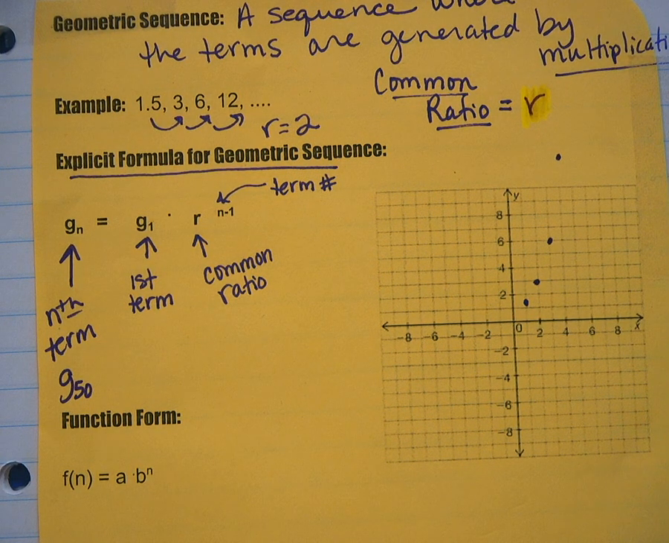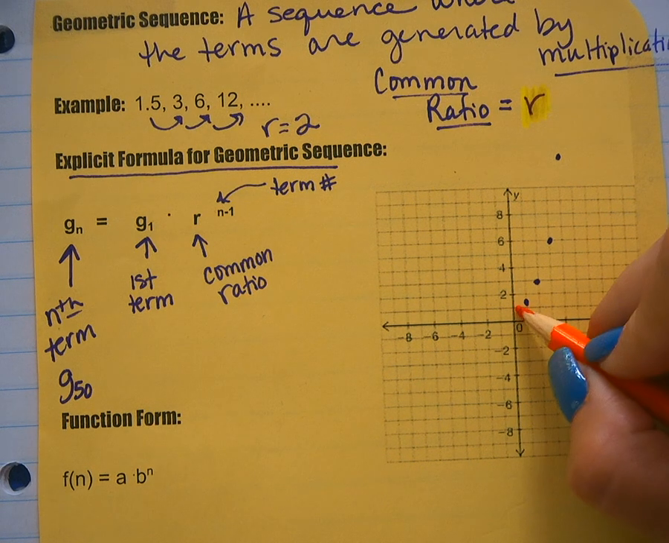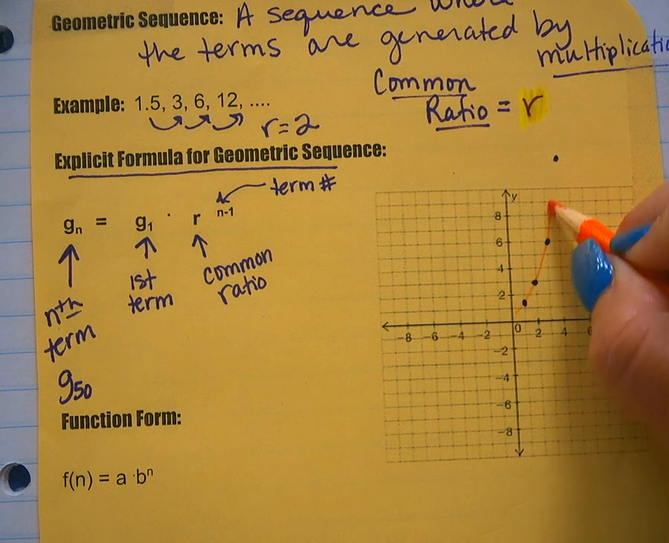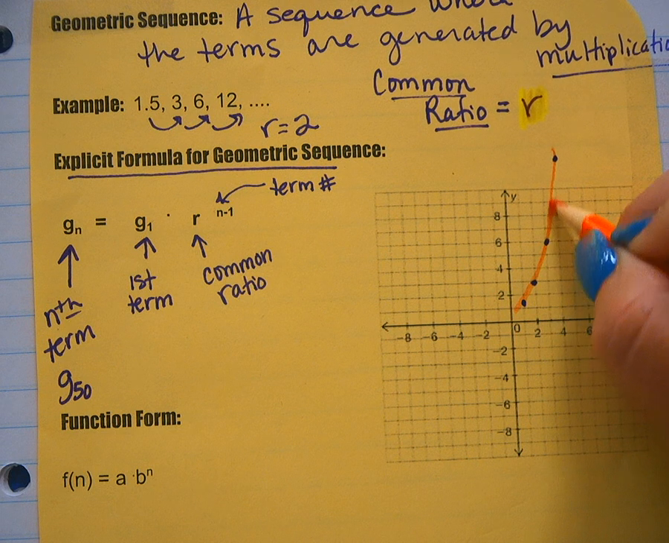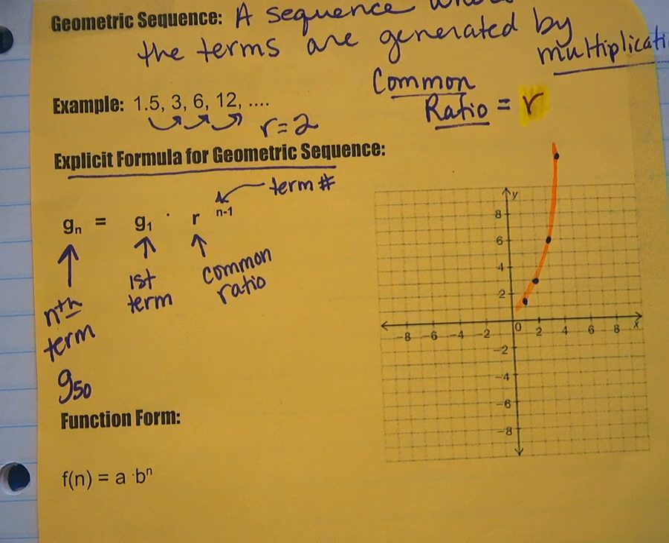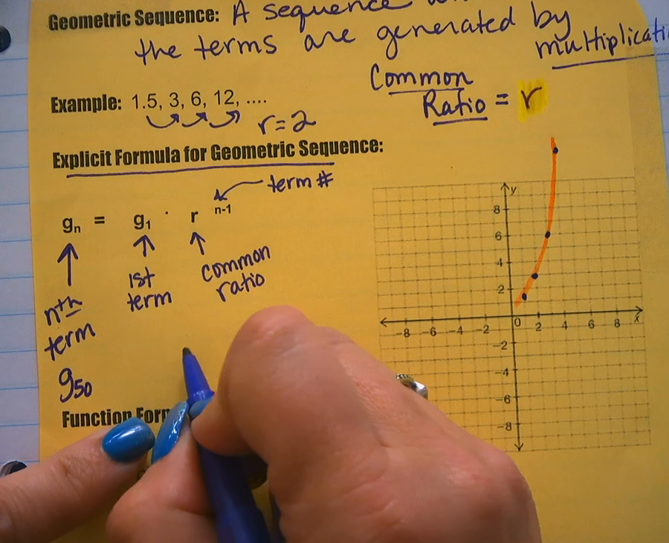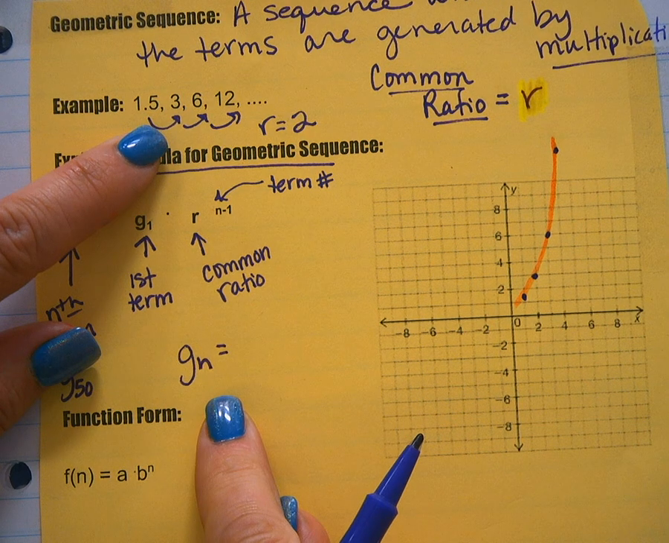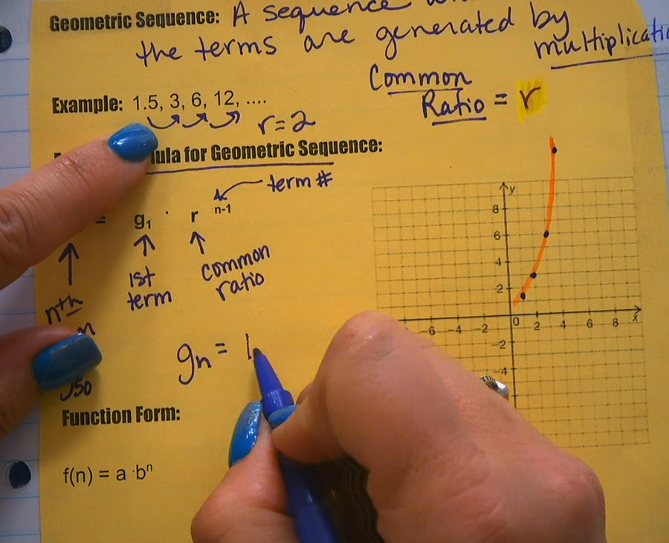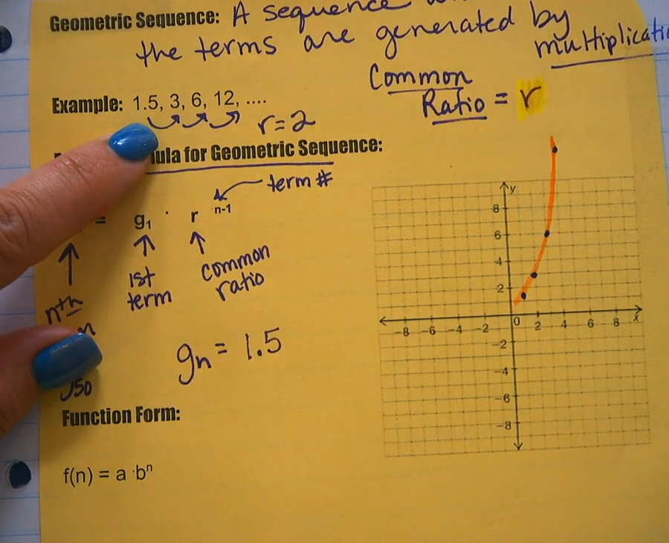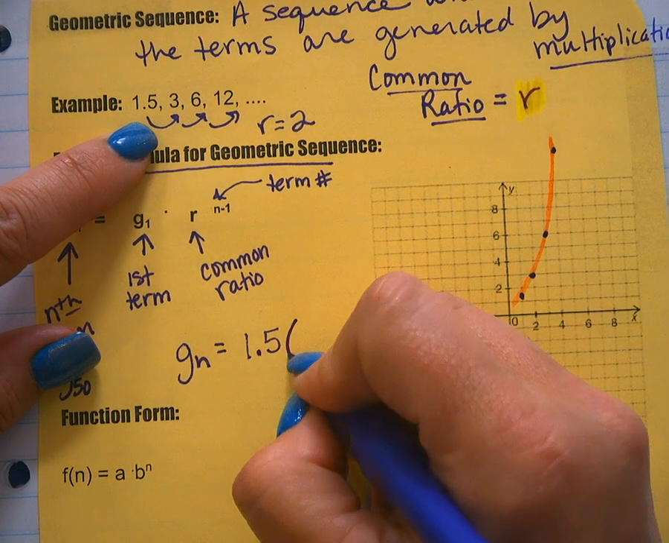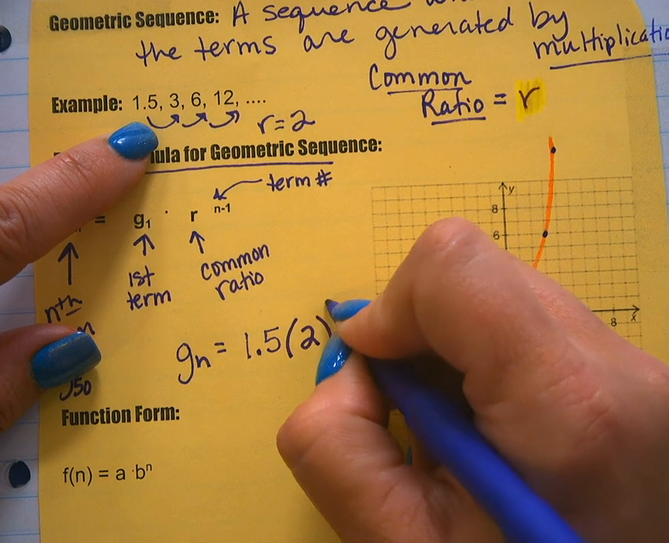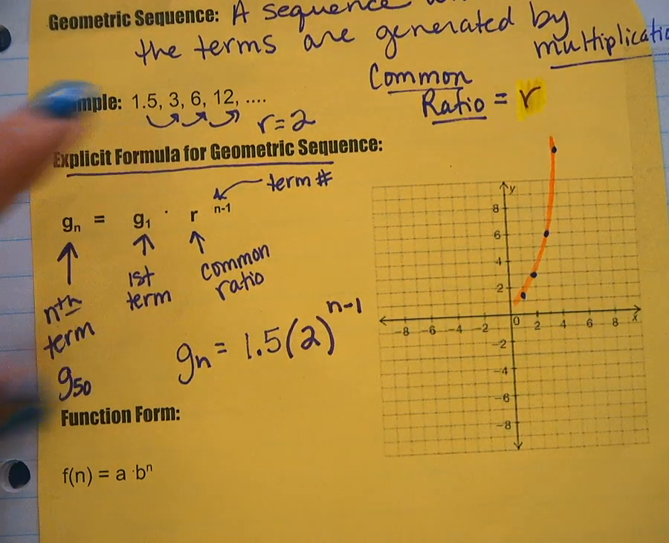So if you have to pause the video to keep up, go ahead and do that. But notice that if we start to sketch this, we can see that exponential growth happening. That it's definitely not linear. It's growing exponentially. So our formula for this example up here would be our first term is 1.5. So we put that right out front. Then we multiply by our growth factor of 2 to the n minus 1 power.